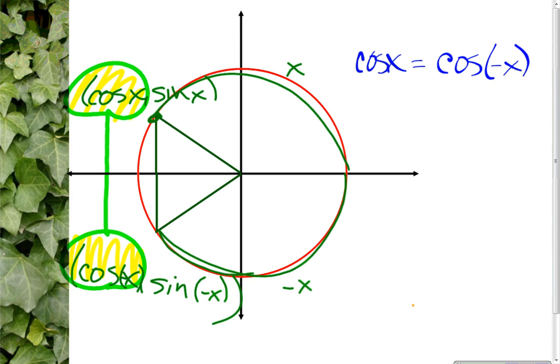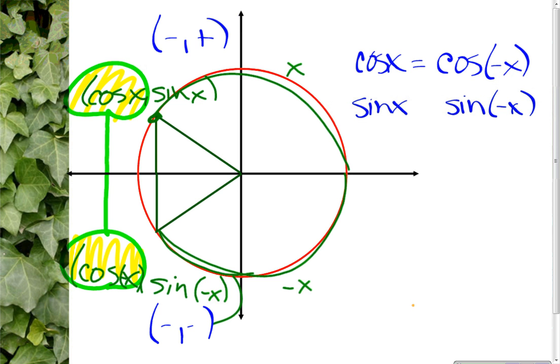Now, because sine is the y value, remember up here in quadrant 2, I've got plus, minus, and minus, minus down here in quadrant 3. Then the sine of x and the sine of the opposite x are opposites of each other. And so the way that they write that down is that we're going to say that that's opposite.